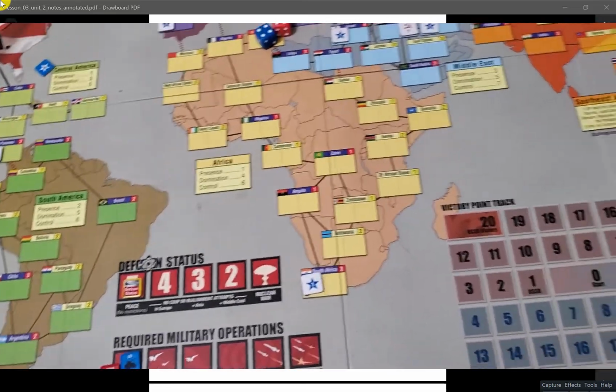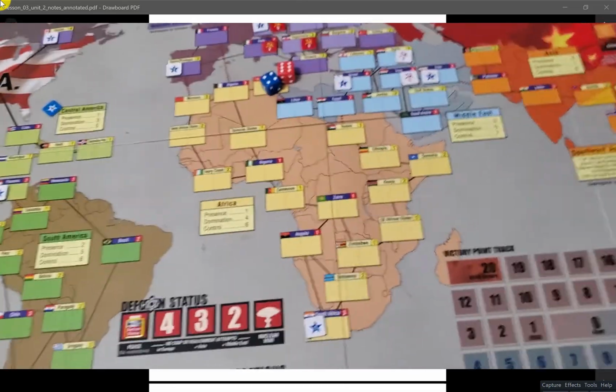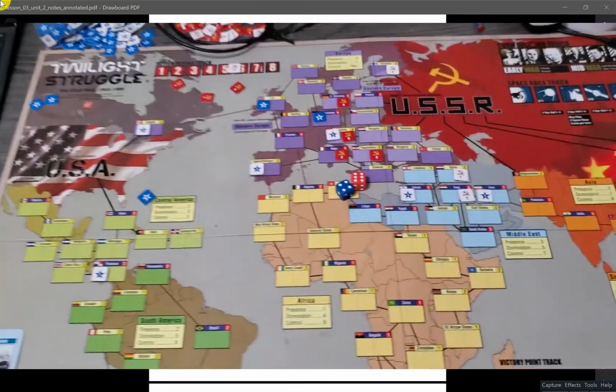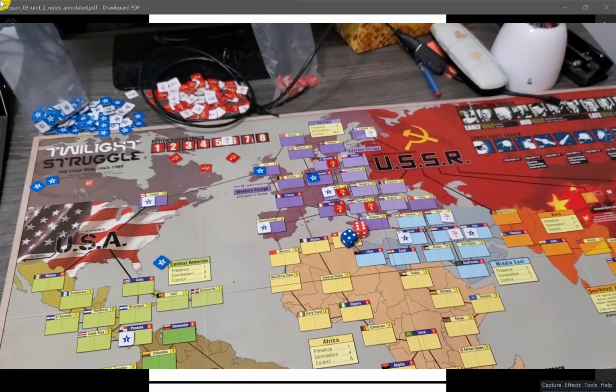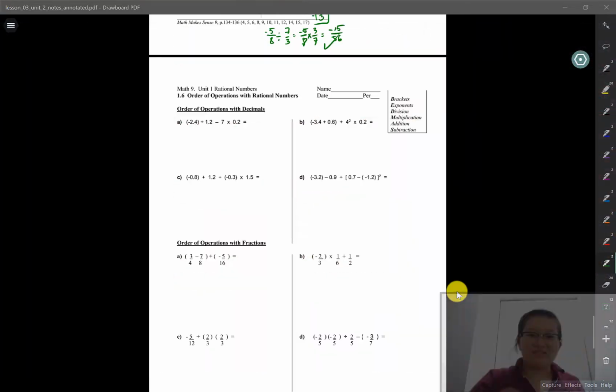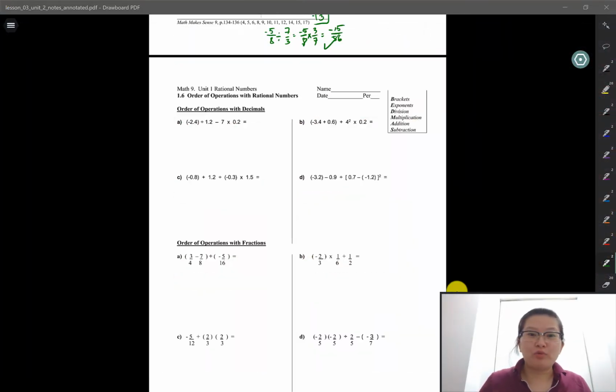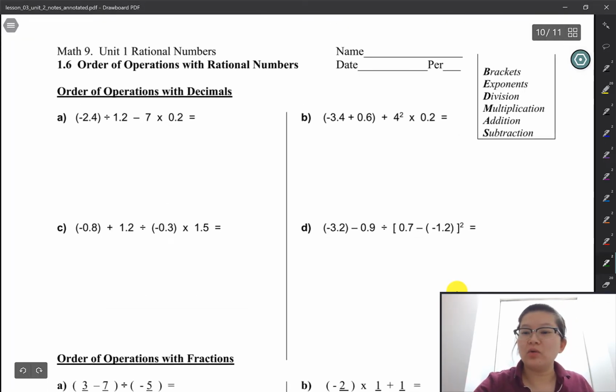But that's the idea. I thought this was a great example of order of operations. Thank you for watching this one. Time to pack up the game and go back to our lesson. Alright, now we're back with order of operations with rational numbers, to our actual lesson. So let's start doing some examples.